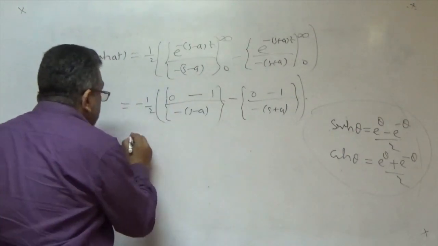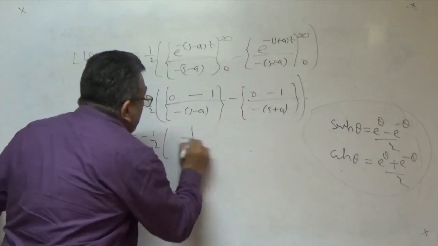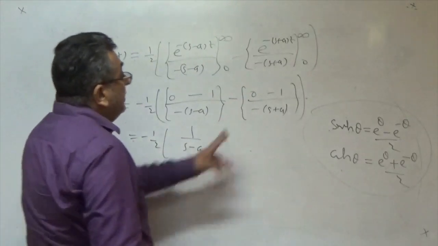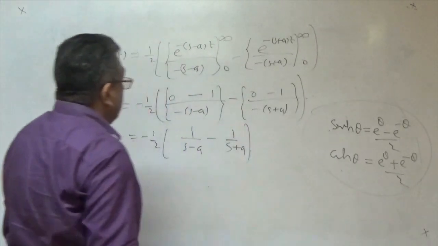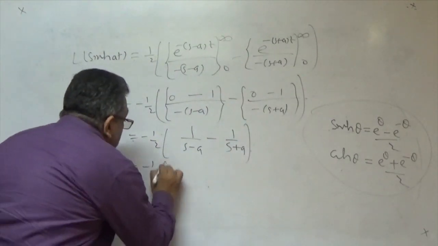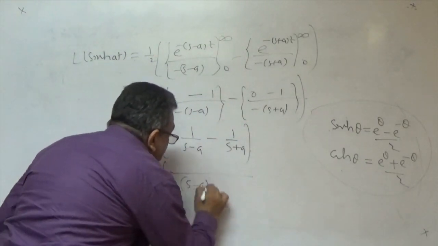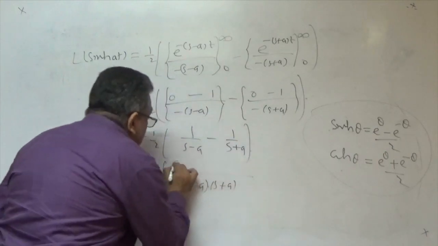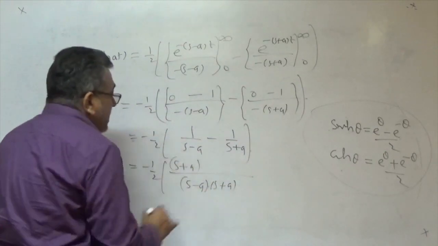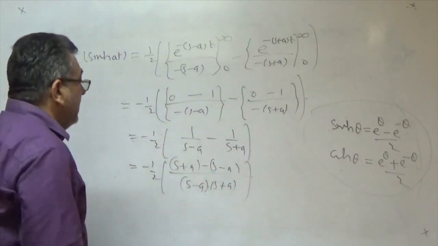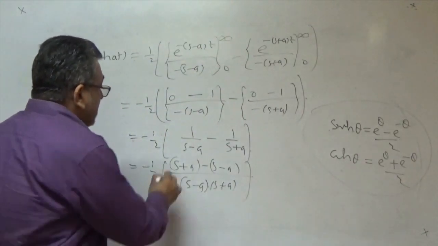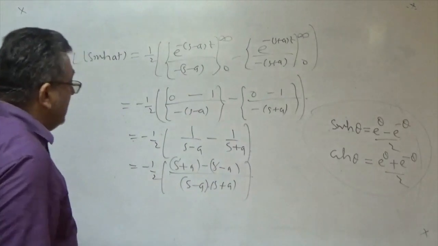Here minus 1 plus minus half, that is 1 upon s minus a. Here 3 minus, so minus 1 upon s plus a. Right? And take LCM, since then LCM is s minus a, s plus a here, s plus a, and minus s minus a. Here s is cancelled out, right?